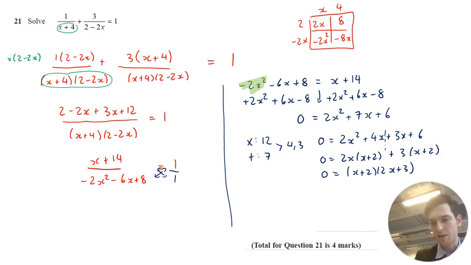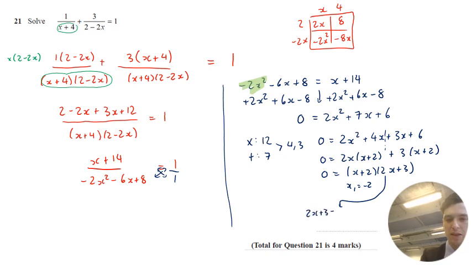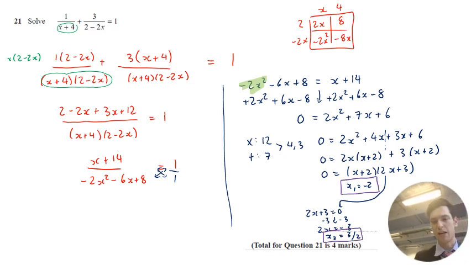And to get my answer, I need to find out my x1 and my x2. So my x1 is going to be minus 2. And then my second solution, I need to make that bracket equal to 0 and solve that equation. So 2x equals minus 3, x2 equals minus 3 over 2. So I'm going to make really clear to my examiner what my answers are. x1 equals minus 2, x2 equals minus 3 over 2.